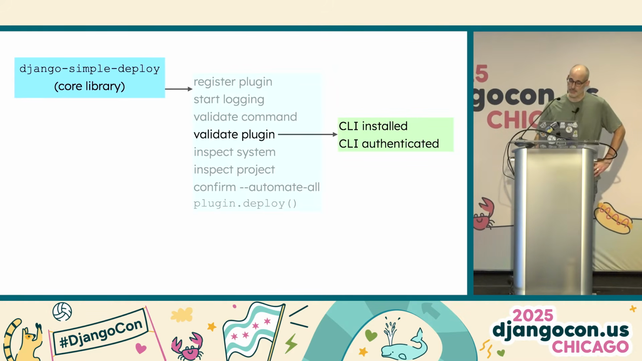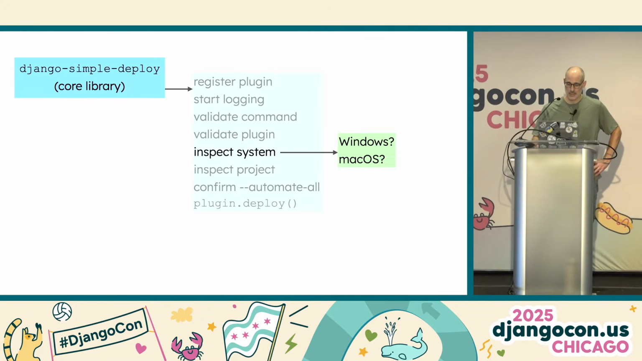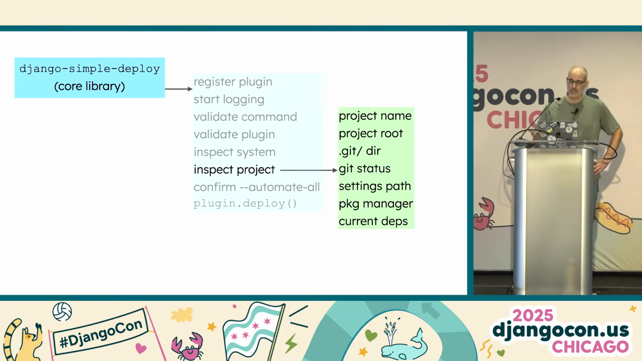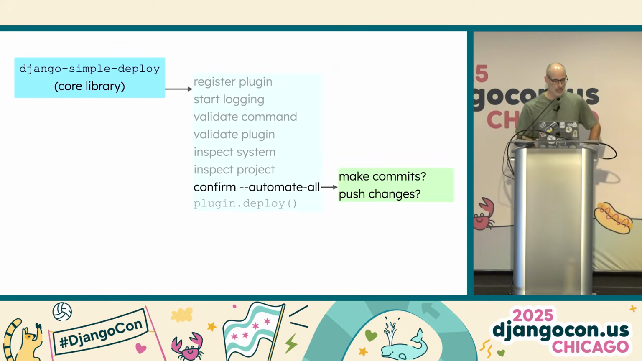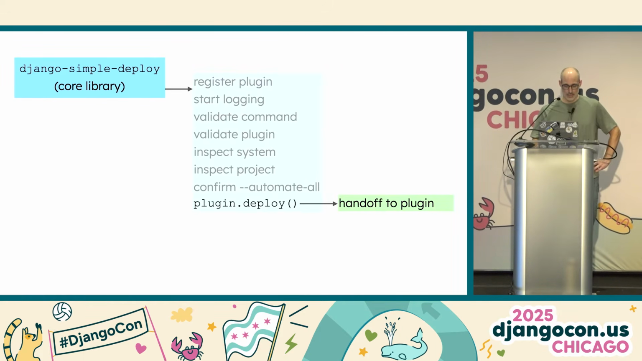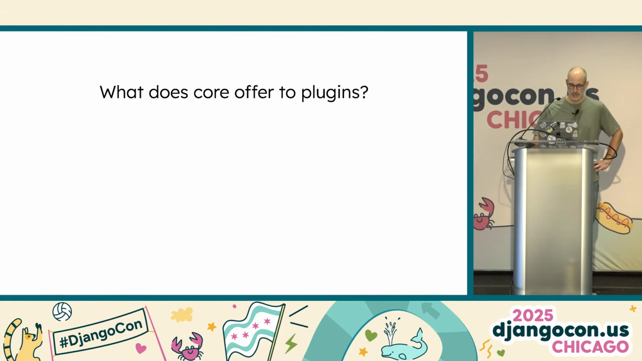We let the plugin do some validation. For example, is the right CLI installed? If needed, is it authenticated? Is the user on Windows or macOS? Linux doesn't need any special treatment so far. We inspect the user's project. What's the project name? Where's their project root? Where's their .git directory? Is there a clean git status? Where are the settings? What package manager is being used? What are the current dependencies? If automate all was passed, we make sure the user realizes what we're going to do on their behalf. And finally, we call out to the plugin for the rest of the configuration and deployment work.